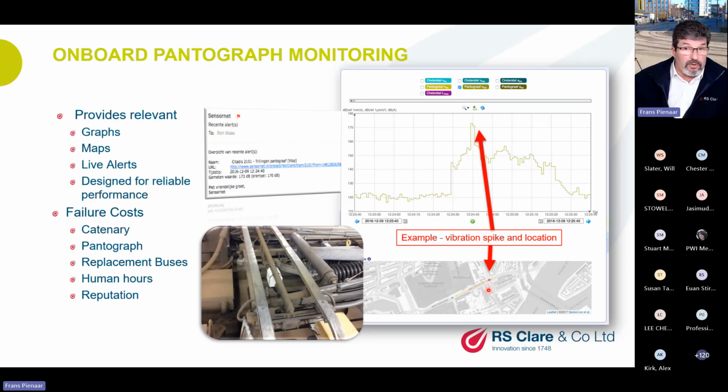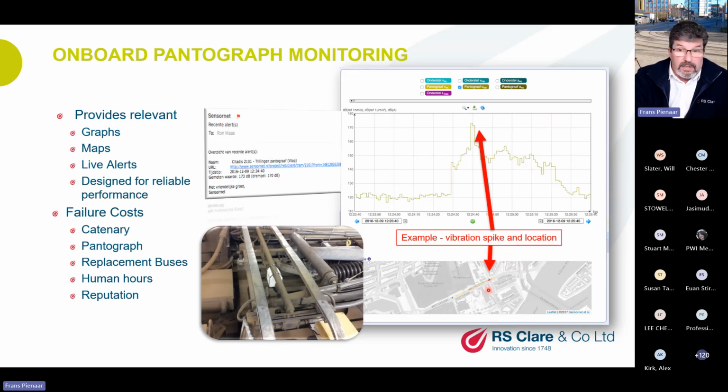And then of course, if you can catch that, that's a lot of cost that you can save regarding the catenary, the pantograph, the replacement by buses, because if the trams are not going to run or the trains are not going to run, you have to put buses into play, the human hours for repair, and of course the reputation of the company.